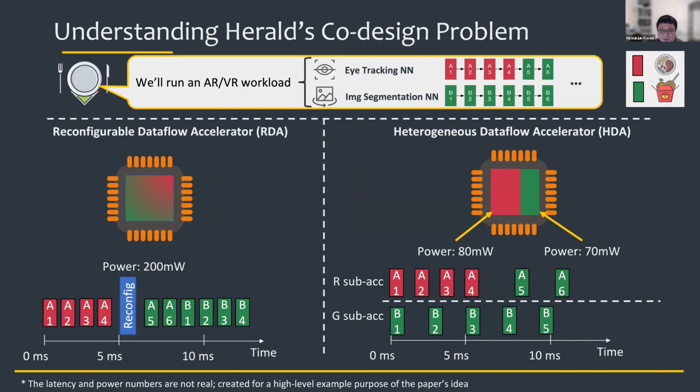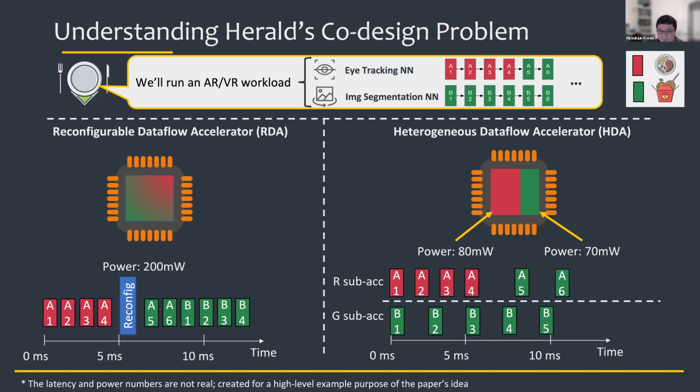So the menu is now the DNN workloads to run, and let's think of two layer operations: a red layer and a green layer. The red layer, for example, could be a depth-wise convolution, and the green layer could be a Conv2D layer. The top chef approach corresponds to the reconfigurable dataflow accelerator, which means we can reconfigure the accelerator to adapt to new layers, just like the top chef adapts to each menu. But it requires high operating power for reconfigurability, and it also involves reconfiguration time.